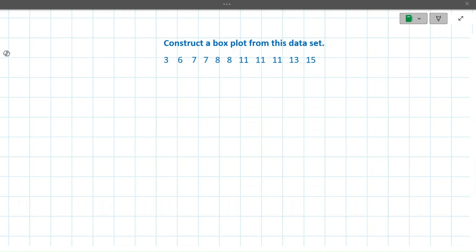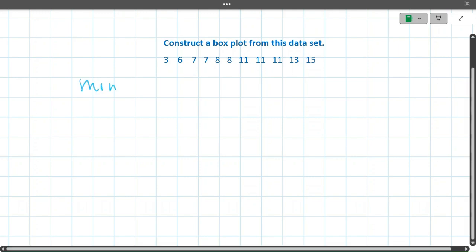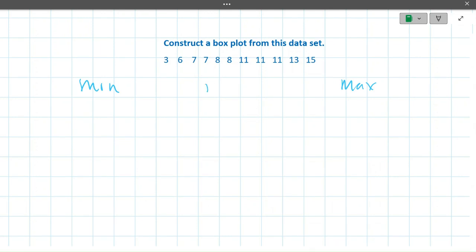So the first thing we want to do when we are making a box plot is find the values in the 5-number summary. We want to start by finding the minimum and the maximum. And then between those two values, we find the median, which is the most middle value, the value of quartile 1, which is the median of the lower data, and the value of quartile 3.